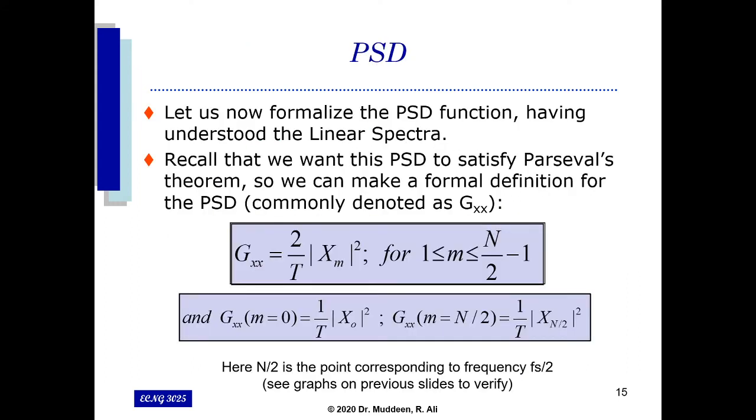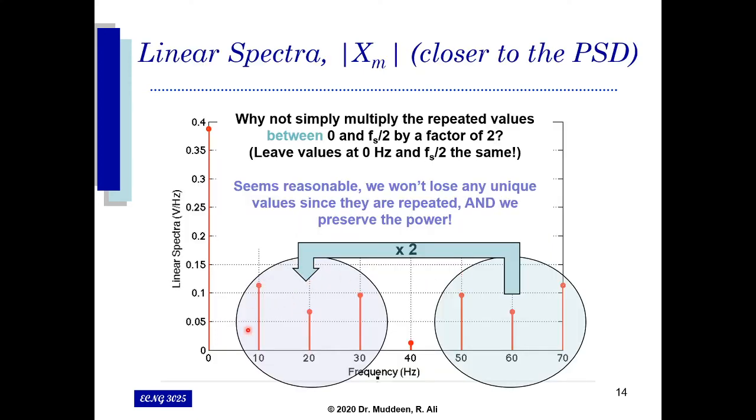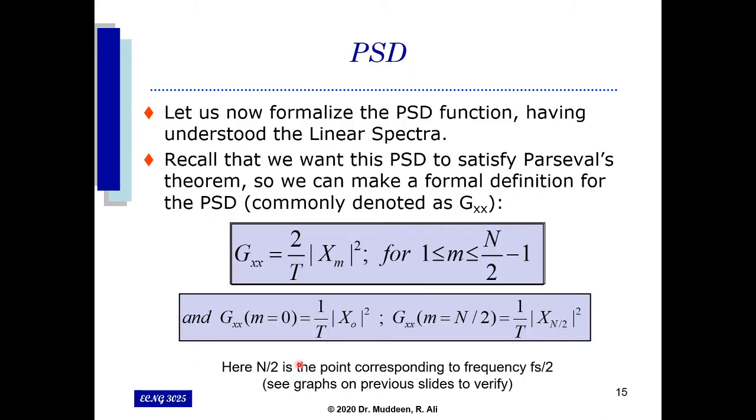So in formalizing the linear spectra and satisfying Parseval's theorem, we get our Gxx formula here, which is 2 divided by T multiplied by the magnitude of X[m] all squared, and this holds true for the range 1 less than or equal to m less than or equal to N divided by 2 minus 1. I'm going back one slide here, this is only for this range. We don't consider the DC component and we don't consider the fs divided by 2 component. We just calculate the power for this part, and that's why it's 2 divided by T multiplied by the magnitude of X[m] all squared.